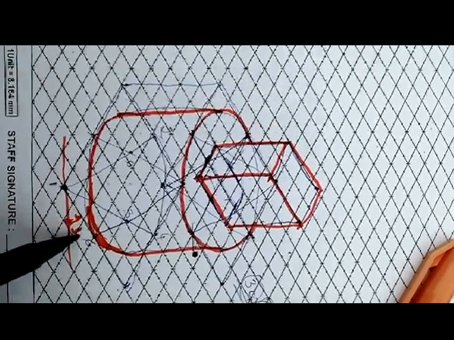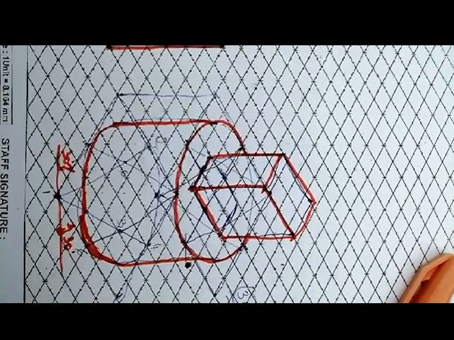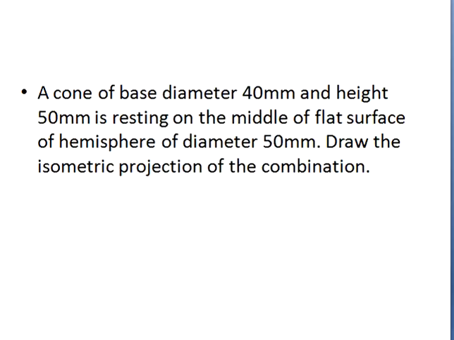Mark this angle as 30 degree. Similarly here 30 degree. One last problem. A cone of base diameter 40 mm and height 50 mm is resting on the middle of a flat surface of a hemisphere of diameter 50 mm. Draw the isometric projection of the combination.